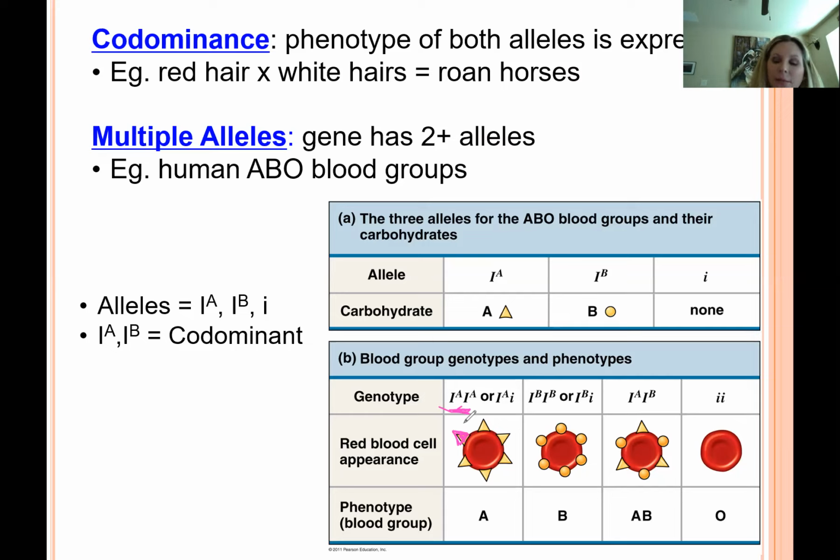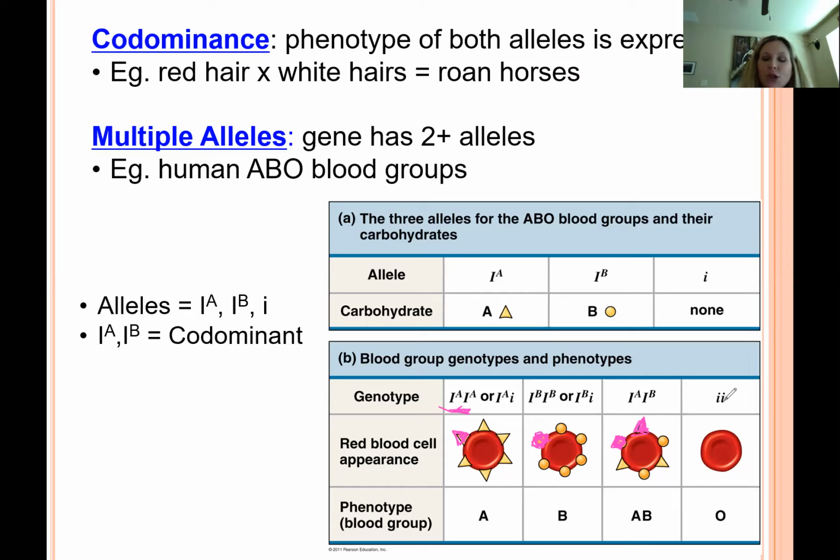If you get a dominant B allele, the protein and carbohydrate are going to look different. If you get both a dominant A and a dominant B allele, you have both types of proteins and carbohydrates hanging off the red blood cell. If you have the recessive allele, the red blood cell has nothing. If you have both recessive alleles, the red blood cell has nothing. So I means there really is no carbohydrate and protein associated with it at all.